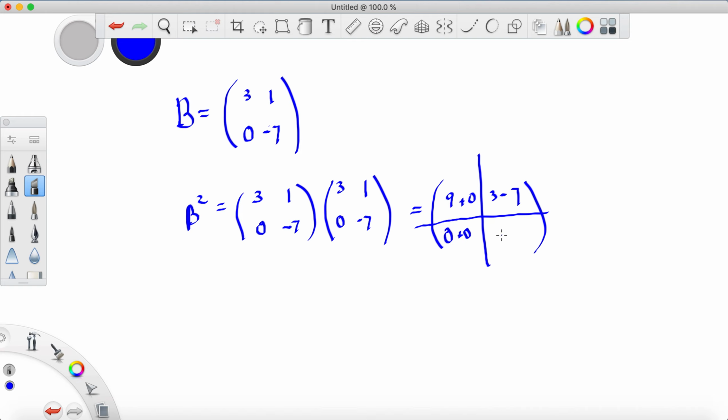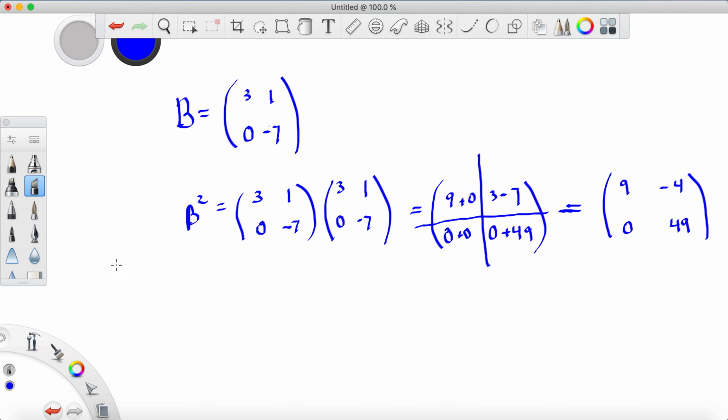And finally, second row and second column. So 0 times 1 is 0, plus 49, right? -7 times -7. So the final solution to this particular problem is the matrix 9, -4, 0, and 49.